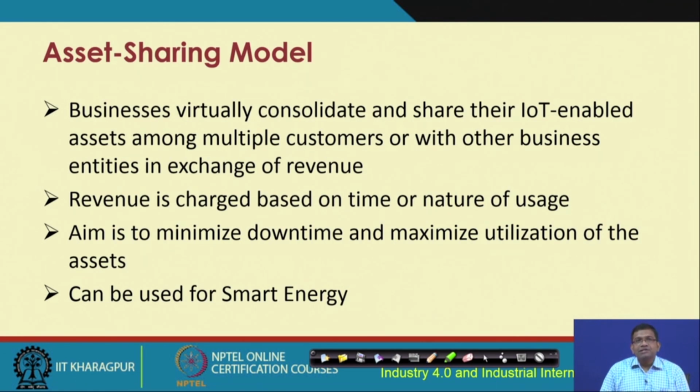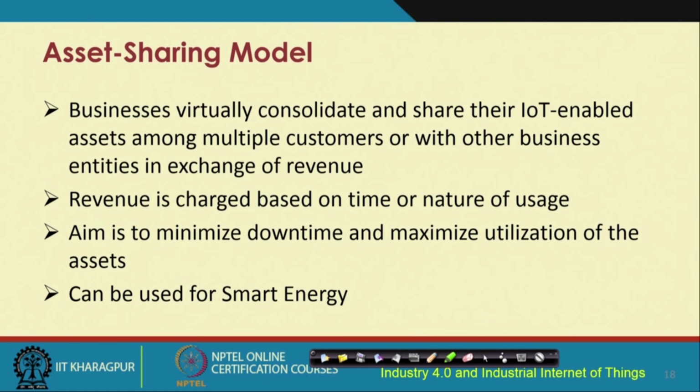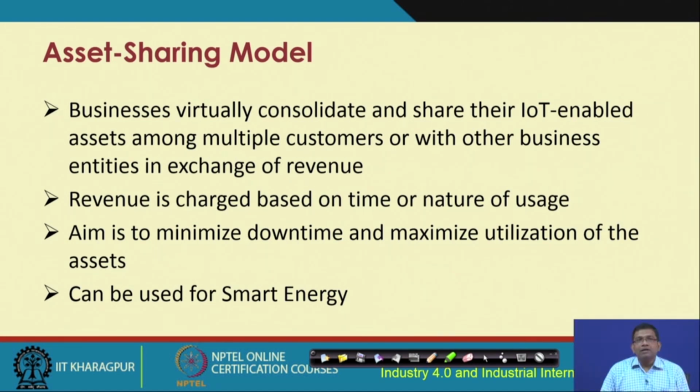The next one is the asset sharing model, where the businesses virtually consolidate and share their IoT enabled assets among multiple customers or with other business entities in exchange of revenue. This is something like we have seen with the use of tractors, for example. Somebody owns the tractor and that tractor can be given in exchange of some kind of revenue to other customers. This is an example of an asset sharing model.